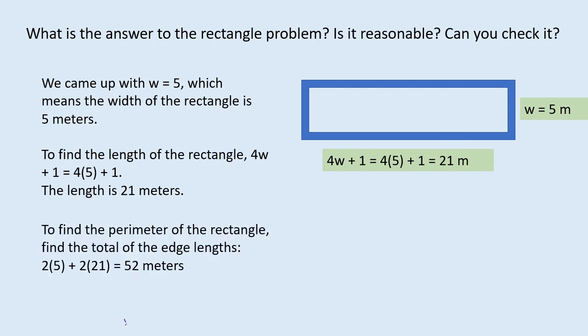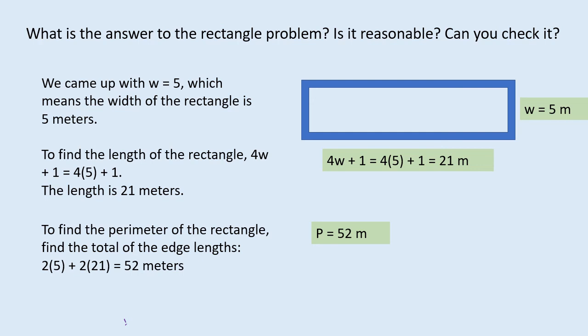We also needed to find the perimeter of the rectangle according to the original problem, and to do that you need to find the total of the edge lengths, which means we'll need to take 2 sets of 5 and 2 sets of 21 and add them together. When you do that, you'll get a perimeter of 52 meters. So those are the answers to the original problem.